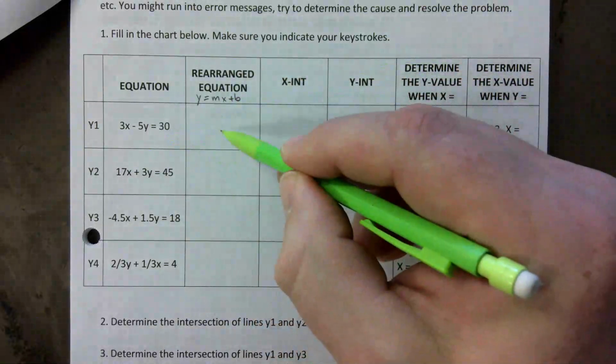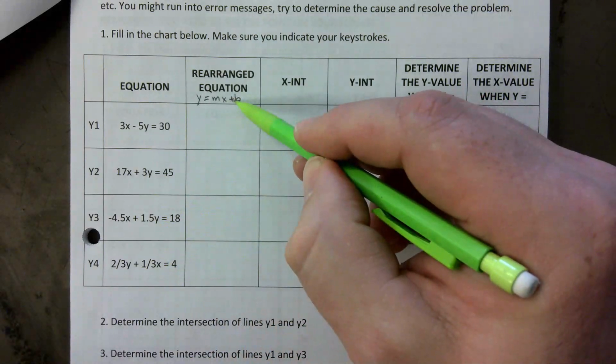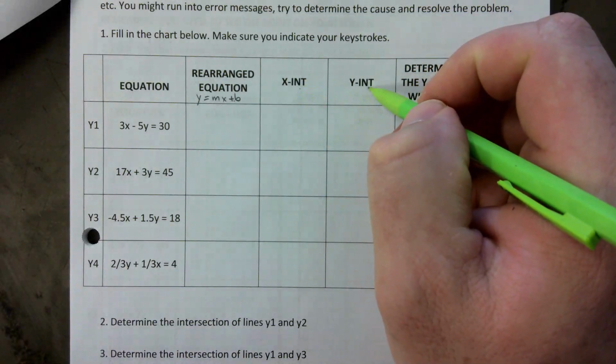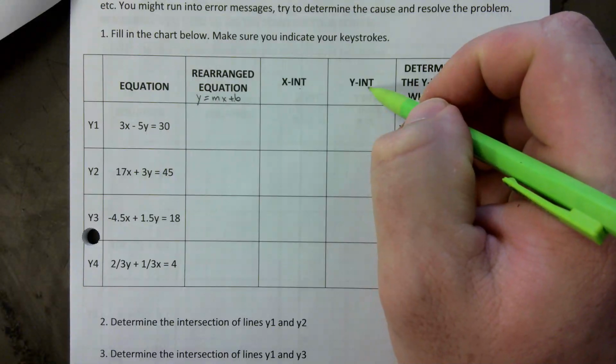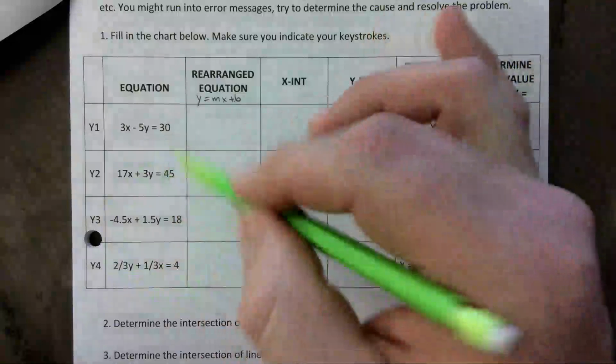Okay, every single equation you rewrite it into that format right here. Then I want you to find me the x-intercept and the y-intercept by hand. Like, don't use your calculator to do that. You could, but I want you to find every single one of these by hand.